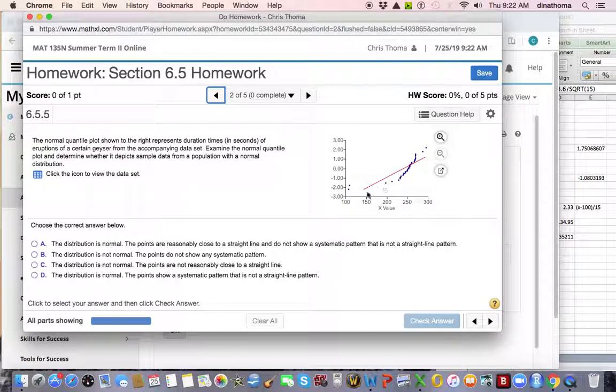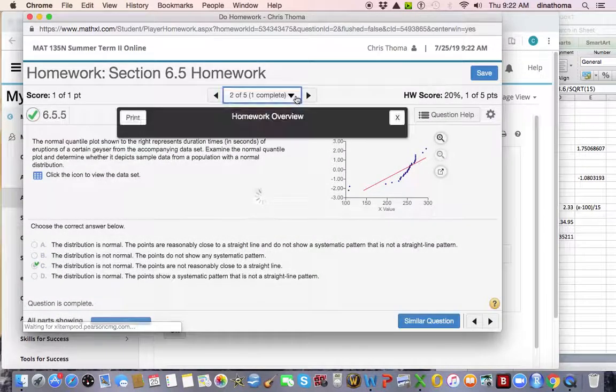And you can see here it doesn't. It kind of has this crazy curvature. And because it does, therefore our data is not normally distributed, right? If it did follow a straight line, then we would say our data is normally distributed. So the data is not normally distributed. The points in there are not reasonably close to a straight line.